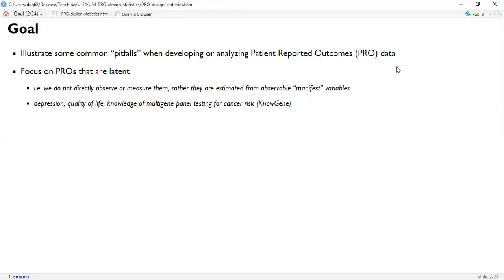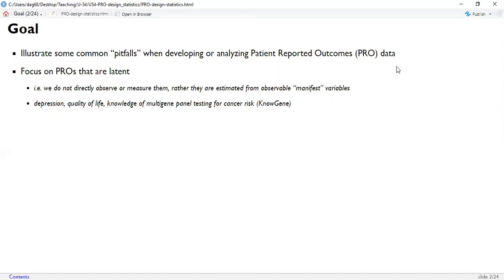I'm going to focus on latent PROs, and what that means is that they're not variables that we directly observe or measure. Like we can measure somebody's height, weight, those we can directly measure. But these are rather estimated from a number of observable variables that we call manifest variables. So some examples of latent PROs are depression, quality of life, and one that we've developed here at Dana-Farber, knowledge of multi-gene panel testing for cancer risk.